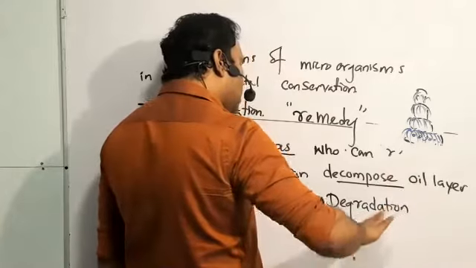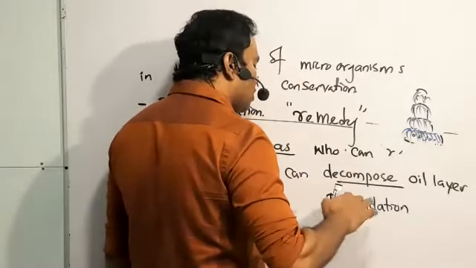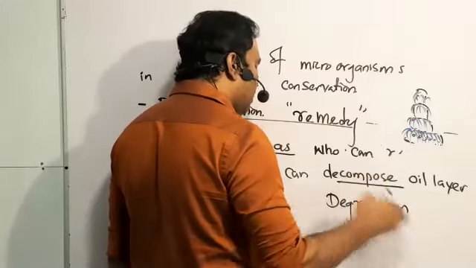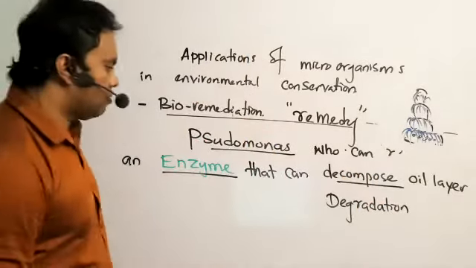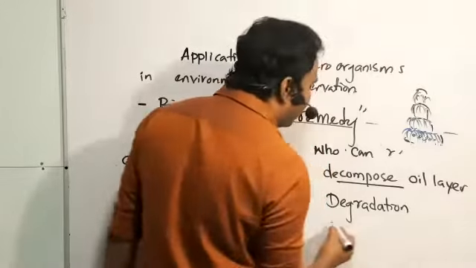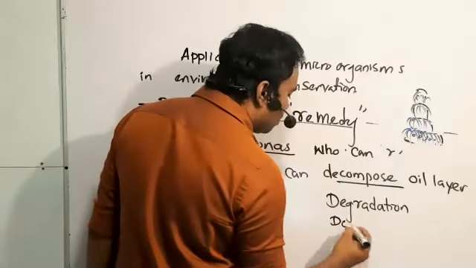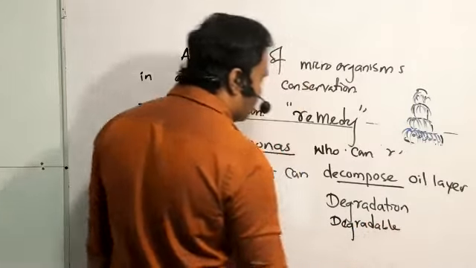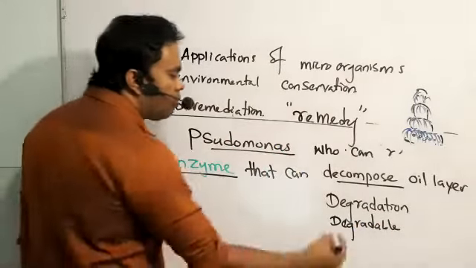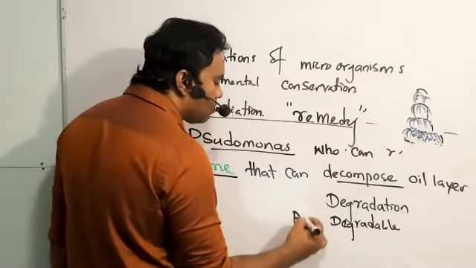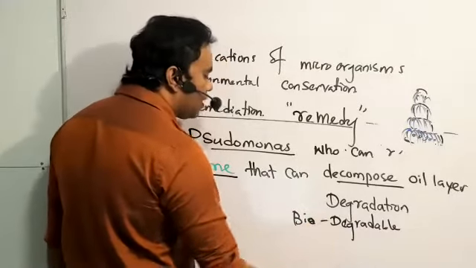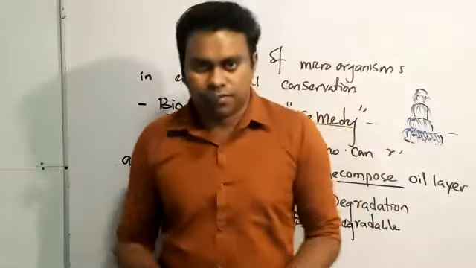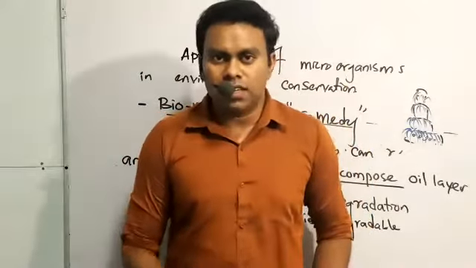Okay, there's an ability to decompose, or degradation, ability to subject to degradation, degradable. So degradable by microorganisms, so that's biodegradable. Biodegradable plastics. So we can produce biodegradable plastics.